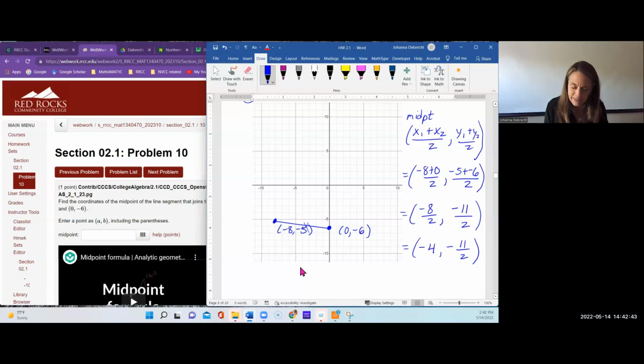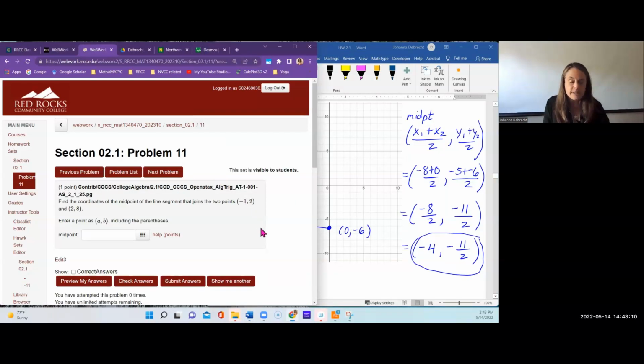So do I buy that? -4 would be left 4, down 5.5. That's right there. Yeah, I'll buy that. That looks pretty close to the X mark I made. That's the middle of that line segment. So now you want to circle your answer so that I can find it on the test.